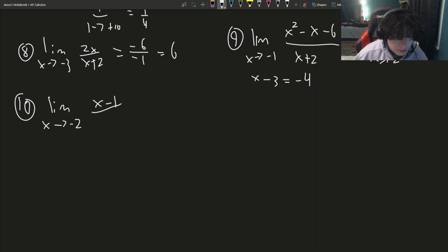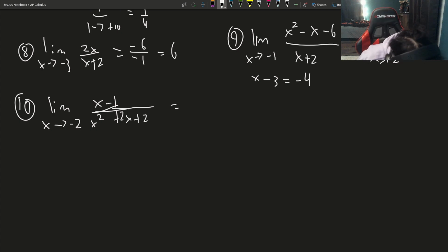Next we get the limit as x approaches -2 of x squared plus 2x plus 2. Oh my god, that's really bad. I'm so sorry. Okay, so this one, we... Okay, you cannot factor the bottom. I just realized you cannot factor the bottom.